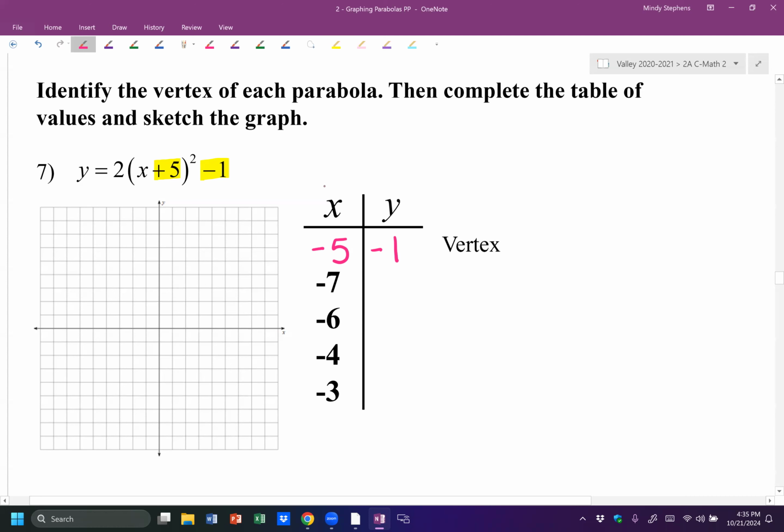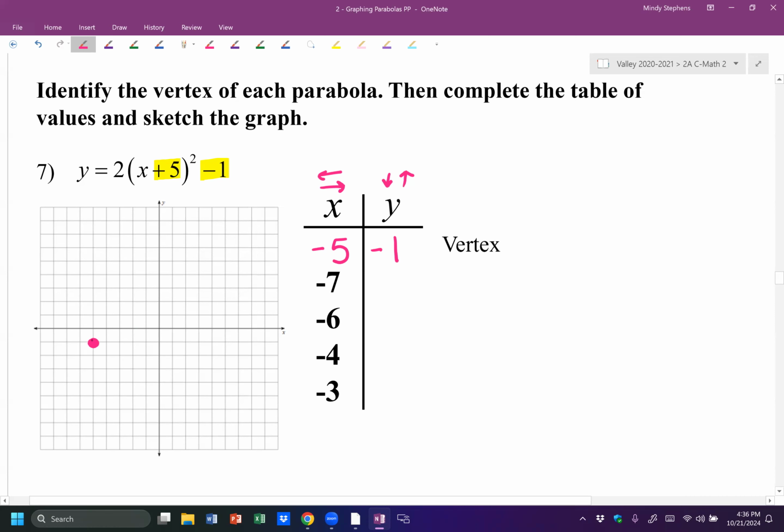Remember, the x moves you to the right or left. The y moves you either up or down. So the 5 is going to move me left and the -1 is down. So I'm going to go left 5 and down 1 and put a dot, left 5 and down 1. So one dot for that. This is my vertex. So from there, I'm going to draw my parabola.